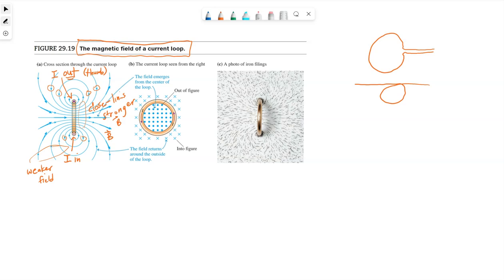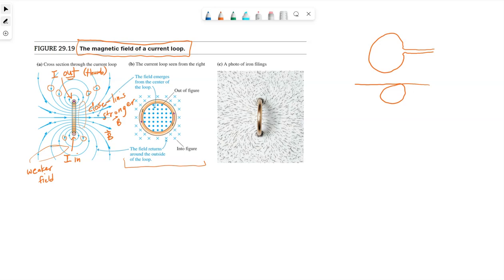The middle picture is just a different viewpoint, looking at the ring as if we were on the right side in the first picture. So we would see all those magnetic fields coming out towards us inside the ring, and then looping around, we'd see them going away from us on the outside of the ring. But they would make complete loops around the ring itself. It's just hard to draw those loops from this middle perspective.